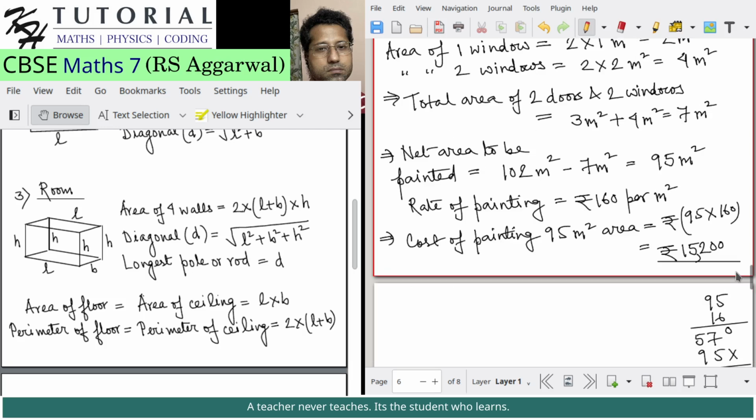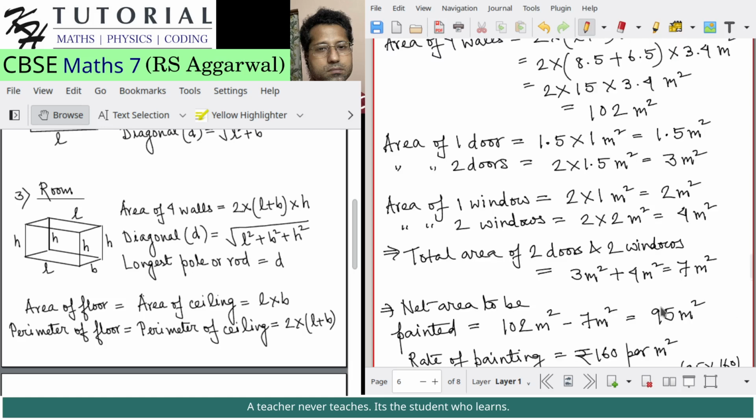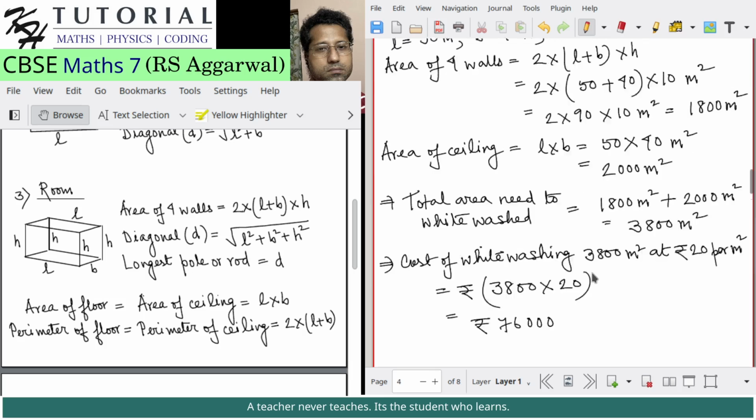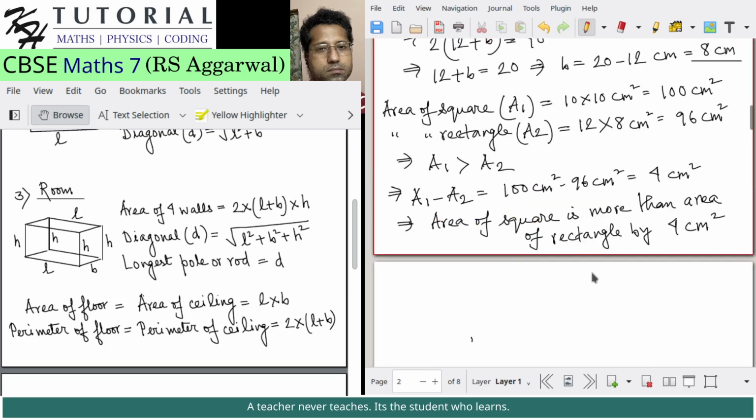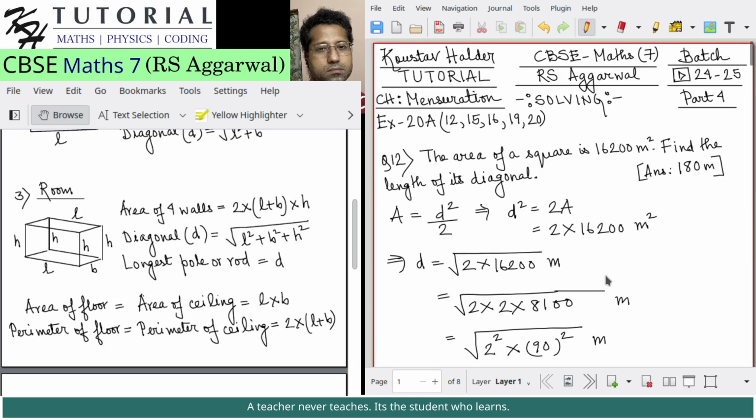So with this, it comes to an end in solving most of the problems from exercise 20A, which were based on area and perimeter of square and rectangle, the area of four walls, the diagonal of square and rectangle, and the diagonal of a room. I hope solving these problems will give you a good insight of how to apply the concepts and the formulas to solve this kind of problems. So I have also attached practice problems based on these concepts.